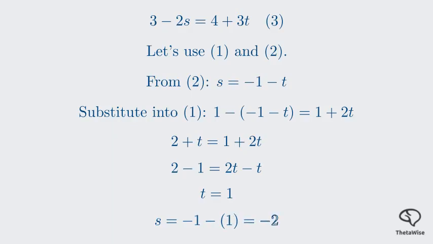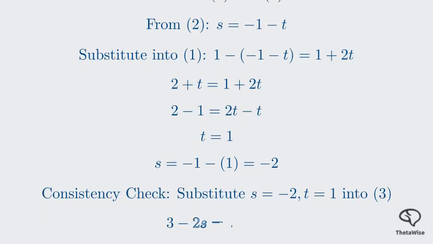S equals -1 minus 1, which is -2. So, solving equations 1 and 2 gives us s = -2 and t = 1. This is our potential intersection. Now for the crucial part, the consistency check. We must substitute these values into the third unused equation, equation 3.